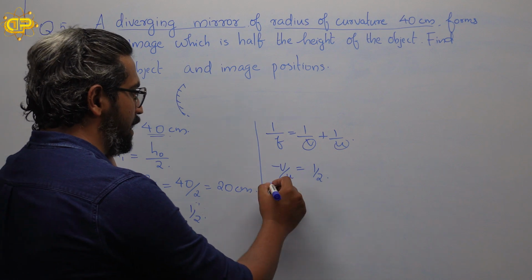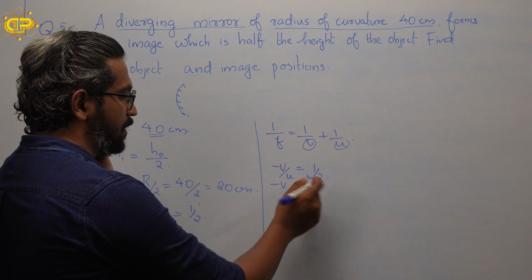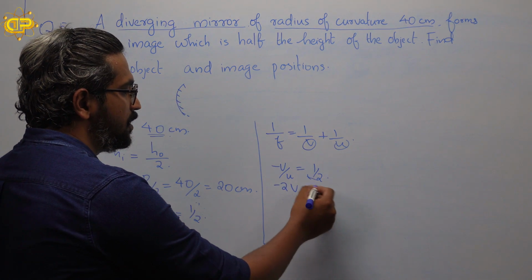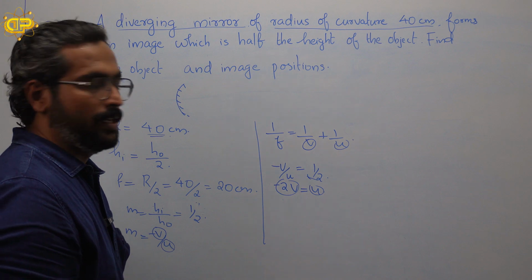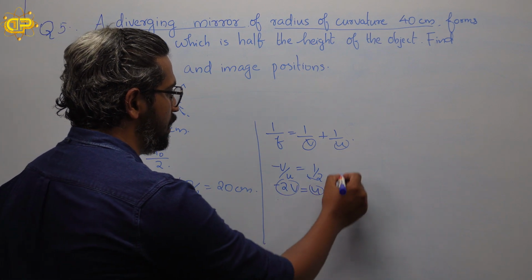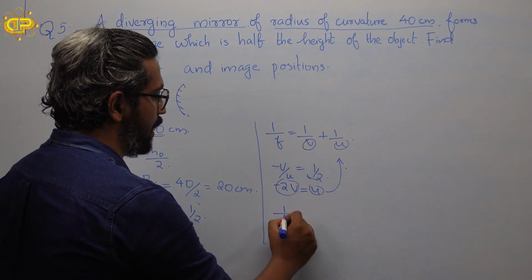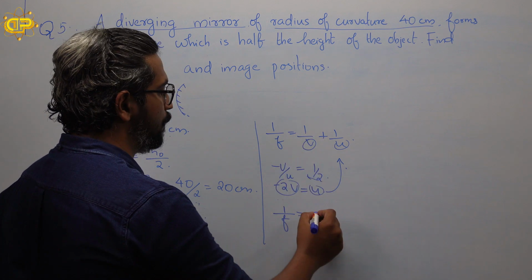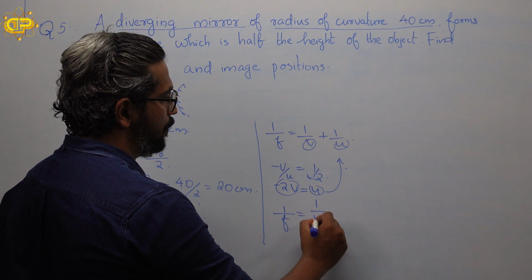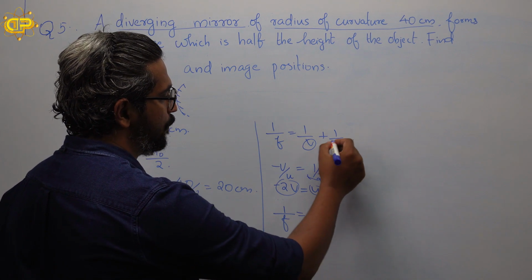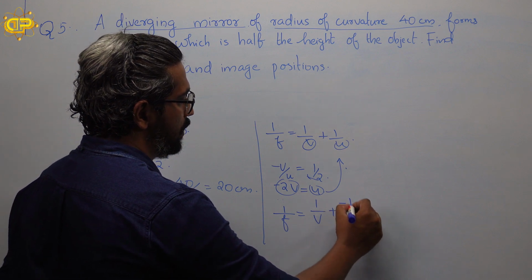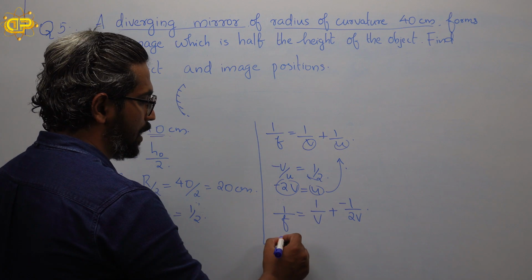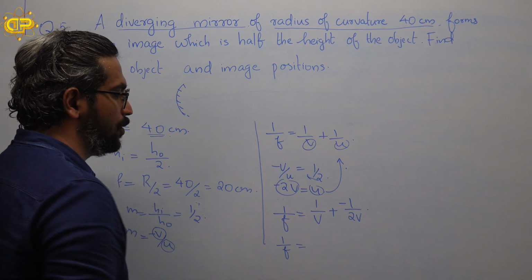So we can say, crossing this, minus 2V is equal to U. That means U is equal to minus 2V. Right? From there, I will substitute these values here. So I will get 1 by F is equal to 1 by V plus, instead of U, minus 1 by 2V. From there, I'll do the simple calculation and get 1 by F is equal to 2V.